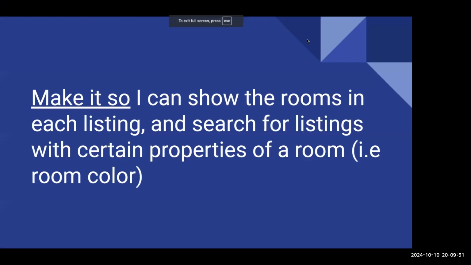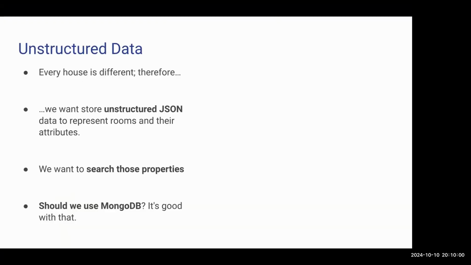Let's take a look at our next requirement here. Make it so I can show the rooms in each listing and search for listings with certain properties of a room. For example, room color. So every house is different. Every house has a different number of rooms. And I don't want to have a separate relationship with all these listings for something that's only going to be relevant to that room. So one thing I've seen on real estate websites is you have a set of rooms, and it might have living room, size, color, whatever. It's just properties on it, and it's like a dynamic list depending on the listing. So I want something like that, and JSON would probably be a good way to do that.